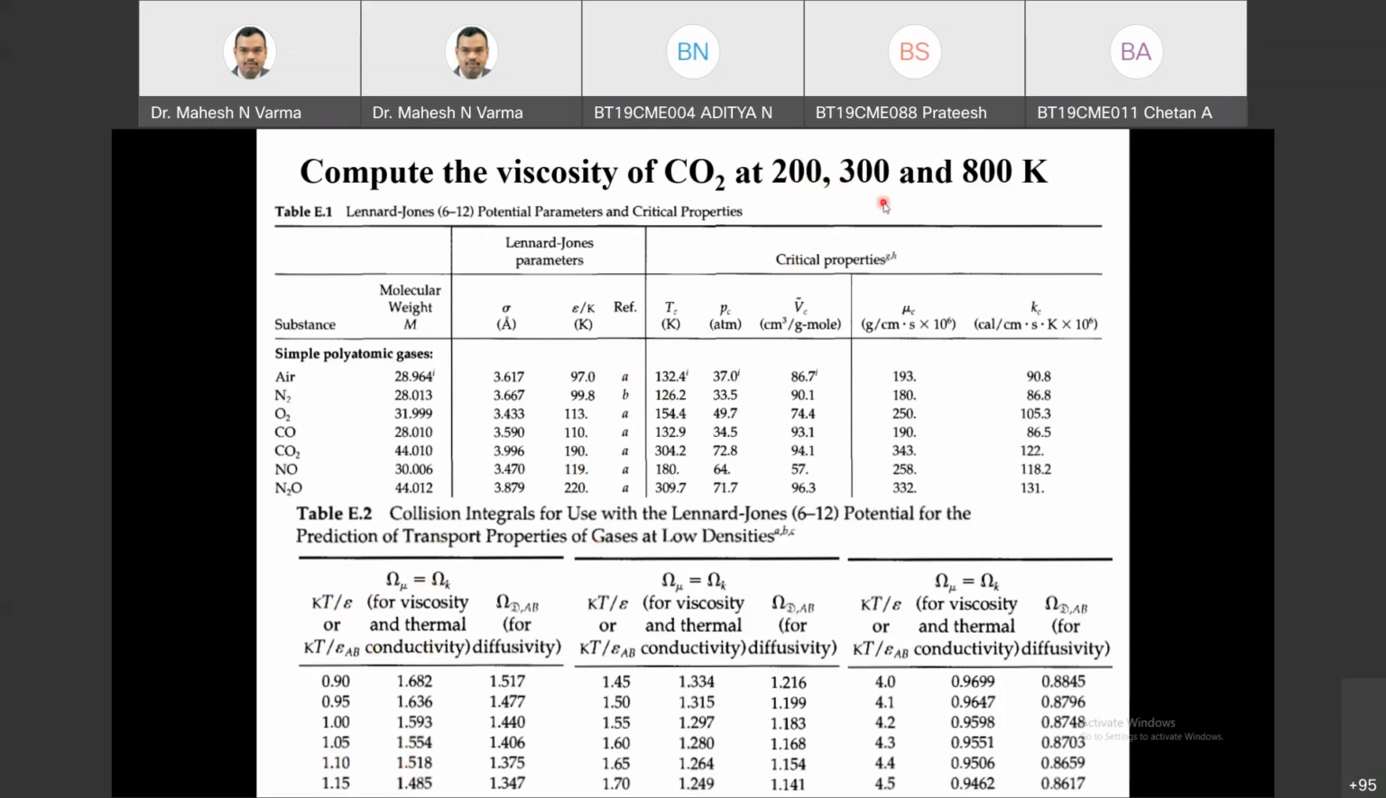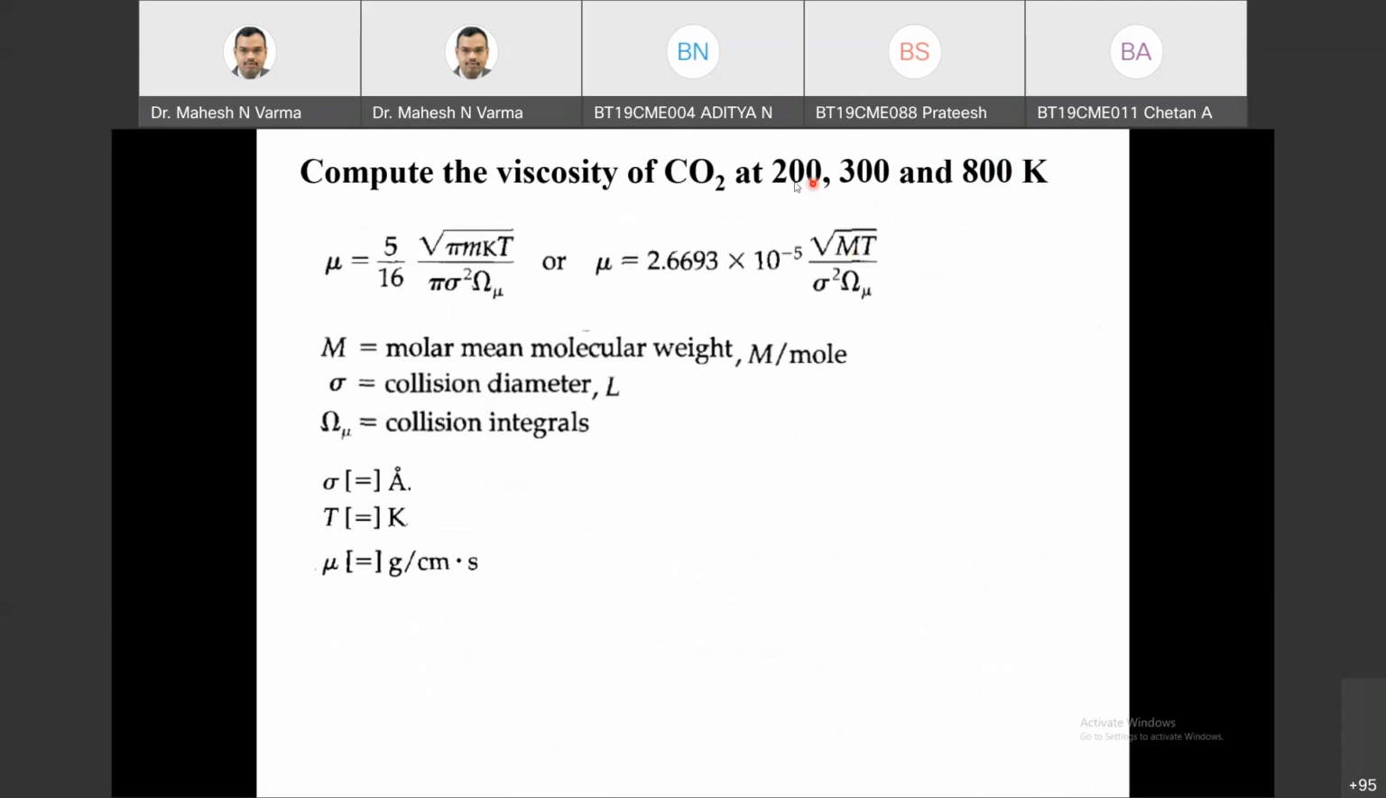Similarly, at 300 Kelvin, 300 divided by 190, so it will be something around 1.5. And for epsilon by kT at 800 Kelvin, I will get something around 4.5 or so. So using this collision diameter and collision integral, I can substitute the information in this equation, 2.6693 into 10 raised to minus 5 under root of MT by epsilon square by sigma m, and I can get the viscosity at 200 Kelvin, 300 Kelvin, and 800 Kelvin.